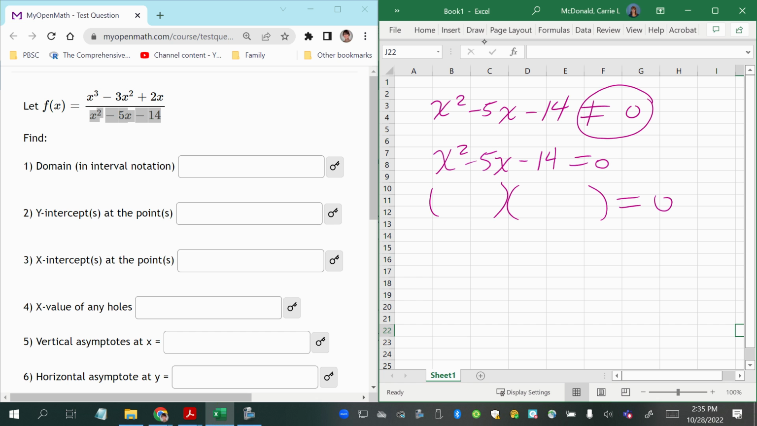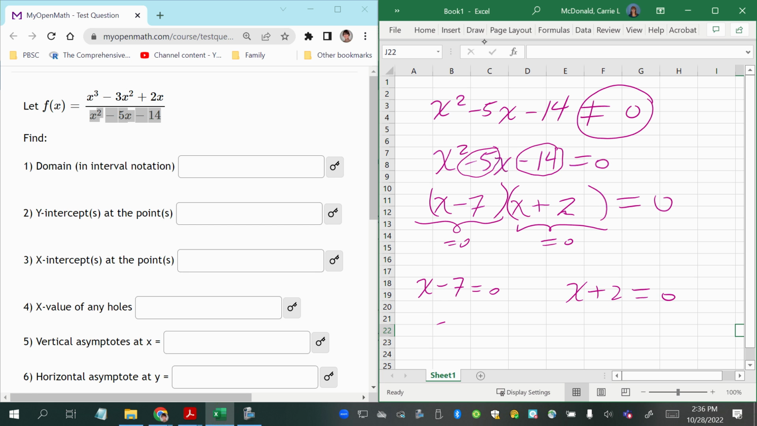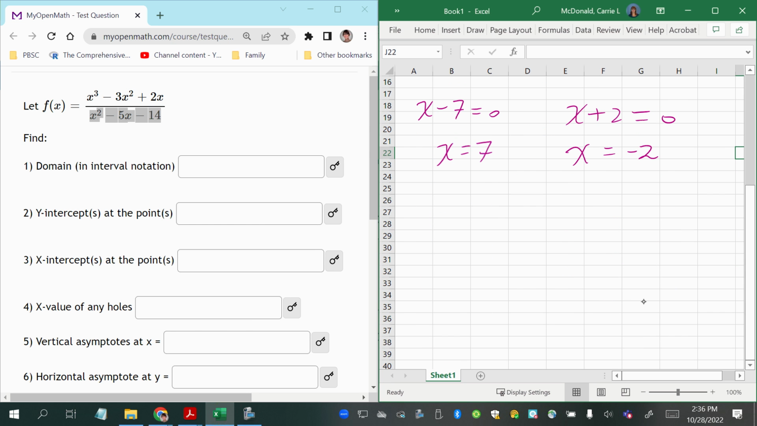Okay, and it's a quadratic with a lead coefficient of 1, so we might be able to factor this into two linear binomials. And if I want two factors that give a product of -14, but a sum of -5, then I could try -7 and +2. And that will work great. And then using the zero factor property, either one of these factors, if they were to equal 0, would make the whole thing equal 0. So we want to set each one equal to 0 and then solve for x. So x equaling 7 would make the denominator 0, and x equaling -2 would make the denominator 0.